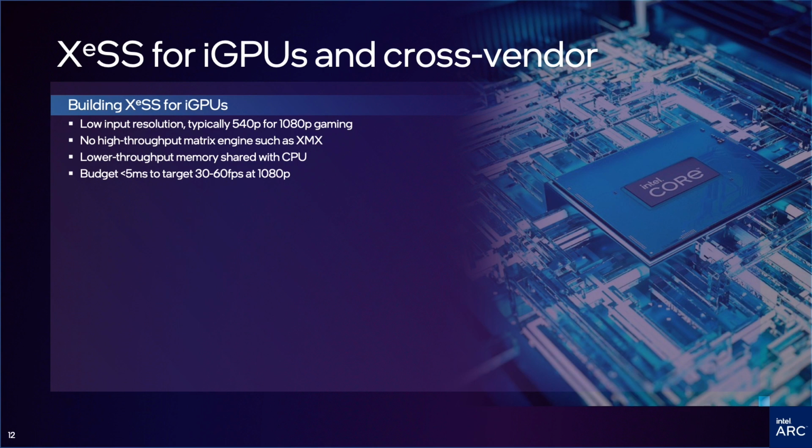Speaking about integrated GPUs, those pose a number of challenges. They lack deep matrix hardware such as XMX, and their memory throughput is lower than with discrete GPUs. Also, XeSS input resolution is lower with integrated GPUs, typically 540p for gaming at 1080p, which makes it difficult for spatiotemporal upscalers to produce images without artifacts. Lastly, our research showed that we should keep the XeSS budget under 5 milliseconds to maximize benefit in the targeted FPS range of 30 to 60 FPS at 1080p.